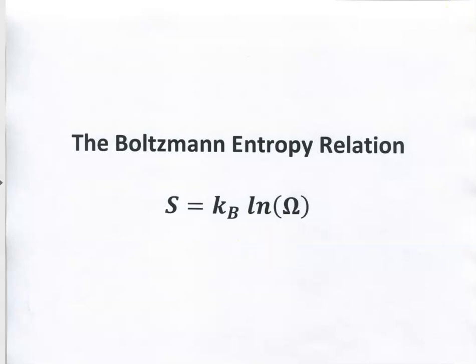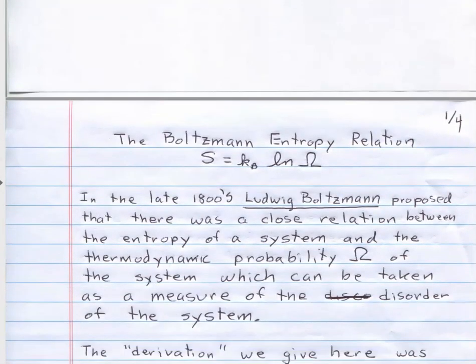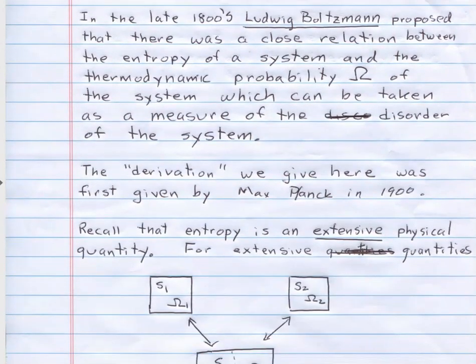In this lecture, I'm going to give a derivation of sorts of the Boltzmann entropy relation, which is shown there. For a little history background, in the late 1800s, Ludwig Boltzmann, in a number of ways, obtained that relationship, which was just the topic of our conversation today. And he proposed that there was a very close relationship between the entropy of the system and the thermodynamic probability omega of the system, which can be taken as the measure of the disorder of the system.